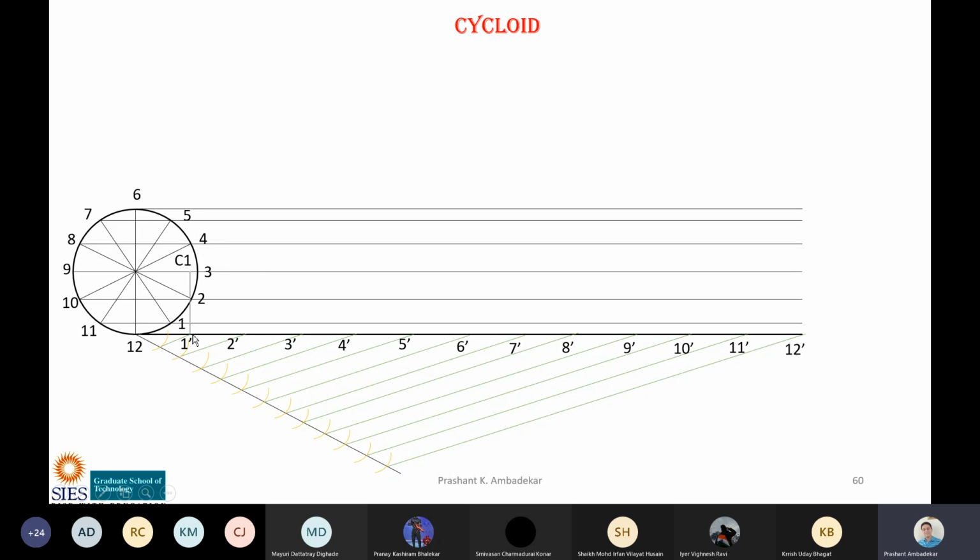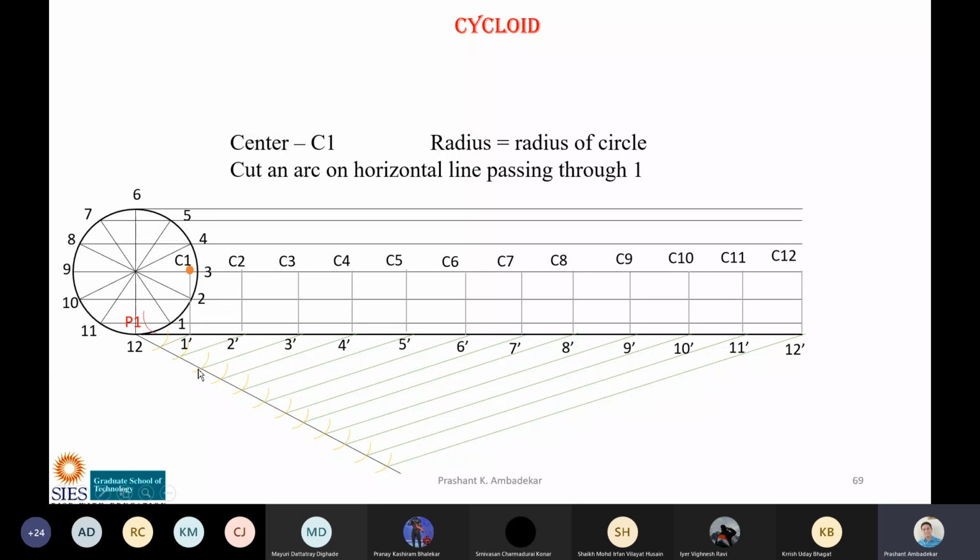So what are we doing now? From each point 1 dash to 12 dash, we are drawing vertical lines and we are naming them C1, that is center for point number 1, center for point number 2, point number 3, and so on. Okay, now with C1 as center, you can read here, and radius is equal to radius of circle. In the entire process of obtaining the points, I am not going to change the radius of the circle. Radius remains the same.